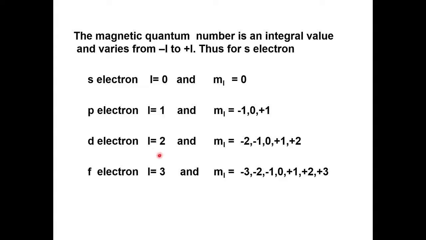Similarly, for d electron l is 2 and magnetic quantum numbers would be minus 2, minus 1, 0, plus 1 and plus 2. So, minus l to plus l. So, if it is minus 2, the other part should be plus 2. Similarly, for f electron it can be minus 3, minus 2, minus 1, 0 and plus 1, plus 2, plus 3 energy states. So, this is about the magnetic quantum number of an electron.